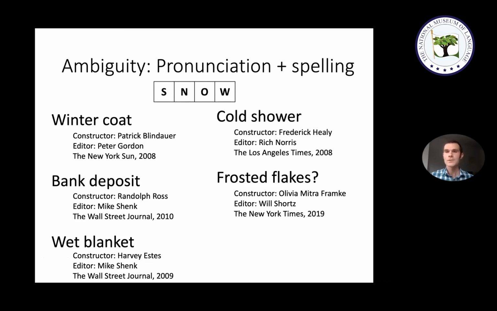So each of these clues has some different ambiguity in it. In "winter coat," coat is the ambiguous word. You have to interpret it as something that coats the ground instead of a winter coat. In "bank deposit," the question is, is it a snow bank versus a financial bank? "Wet blanket" is similar to "winter coat." It's not a blanket that goes on a bed, it's something that blankets the ground. In "cold shower," you have to interpret it as snow shower instead of a shower with shampoo. And then in "frosted flakes," it's snowflakes rather than cornflakes, and frosted with ice rather than frosted with sugar.